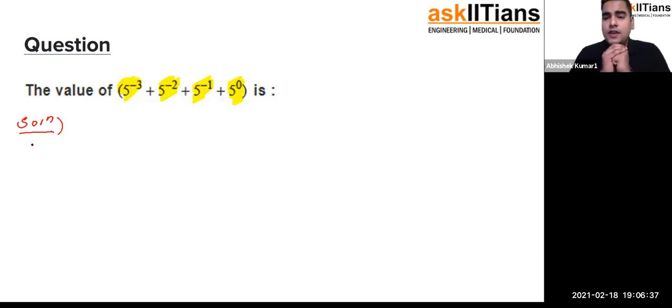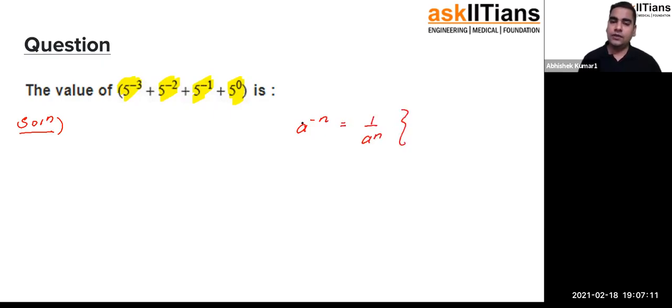See, if you observe, the first three terms given in this problem have negative powers, correct or not? First term is 5 raised to the power minus 3, second is 5 raised to the power minus 2, third is 5 raised to the power minus 1, and the fourth is 5 raised to the power 0. So I think if we can make the powers here positive, it is going to make things quite easy for us. So the property which we are going to use here says a raised to the power minus n can be written as 1 upon a raised to the power n. Or in other words, if you take the reciprocal of the base, the power is going to convert into the positive value.